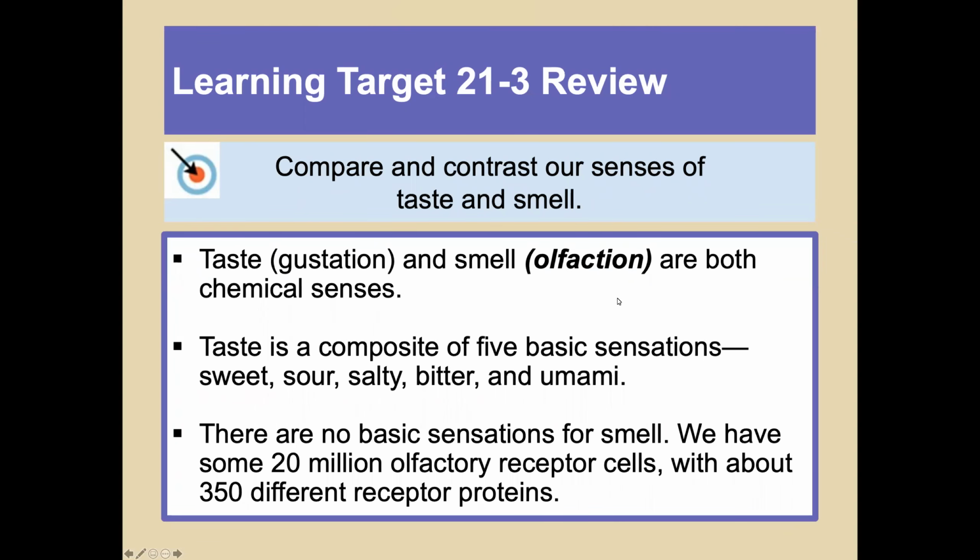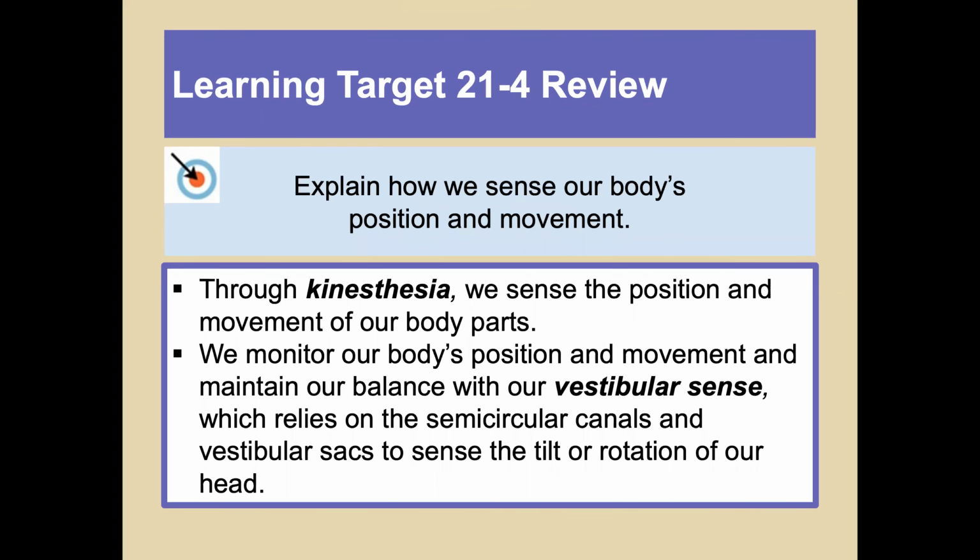In terms of our other senses, we have taste, which is gustation, and smell, which is olfaction, and they're both our chemical senses. Taste is a composite of sweet, sour, salty, bitter, and umami. There are no basic sensations for smell. We have about 20 million olfactory receptors with about 350 different receptor proteins.